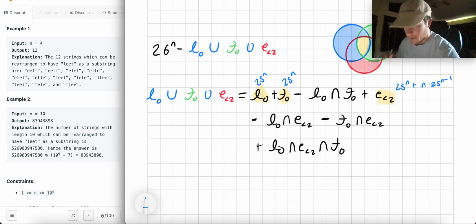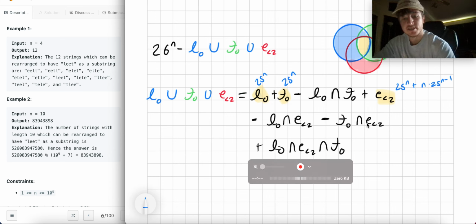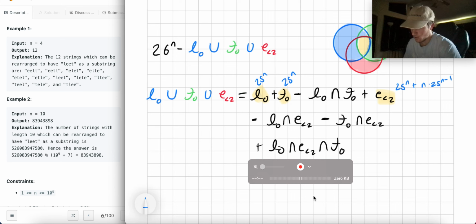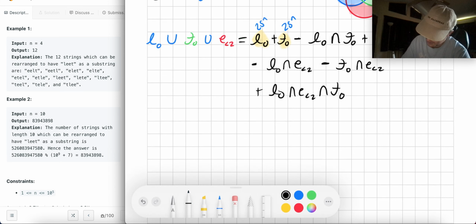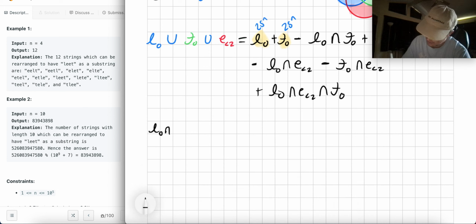So we need to determine what the rest of these things are, and then we'll have our answer. We'll just do 26 to the n minus whatever these things are here. Okay, so what is L0 and T0? What that basically means is, let's use the case of 5 again. You have 0 L's and you have 0 T's.